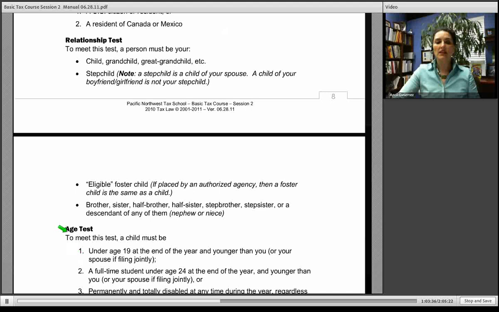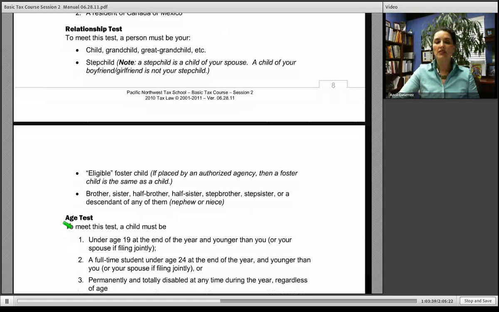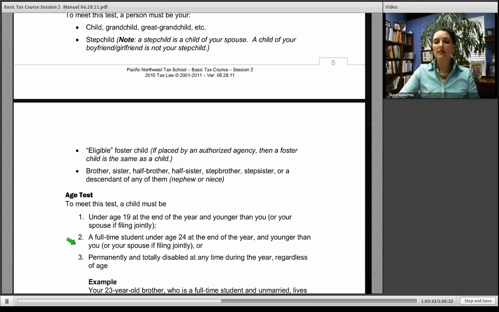Age test. To meet this test, a child must be under age 19 at the end of the year and younger than you or your spouse if filing jointly, or a full-time student under the age of 24 at the end of the year and younger than you or your spouse if married filing jointly, or permanently and totally disabled at any time during the year regardless of age.